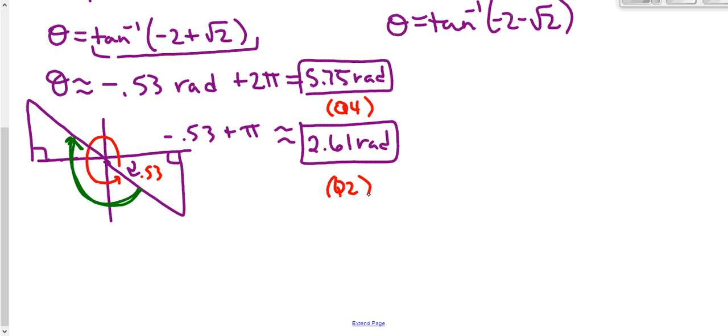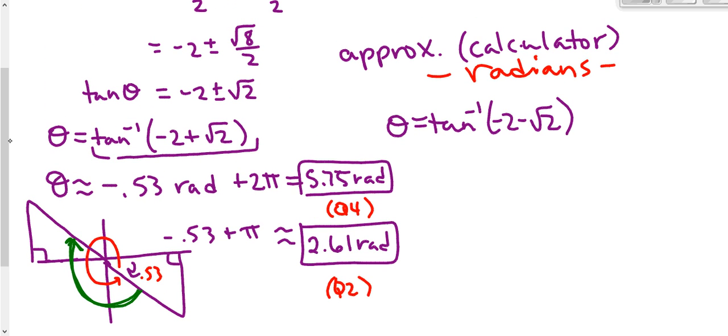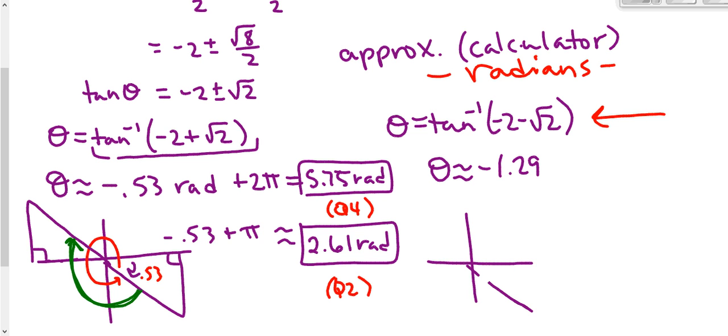Okay, now remember we had the other answer over here we still need to work through. So that goes in the calculator as well, and we get approximately negative 1.29 radians. Now, the same idea applies. It's a quadrant 4 angle. So this angle was negative 1.29, or since we're going clockwise, we'll call it just 1.29 going clockwise.